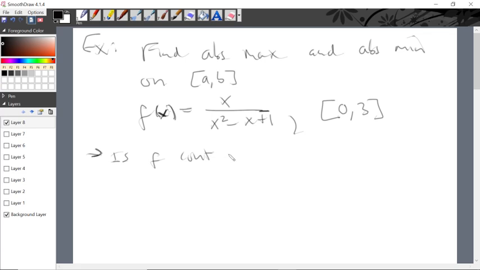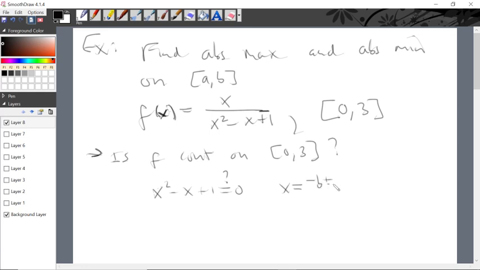First question, is f continuous on the interval from 0 to 3? Well, the numerator is polynomial, the denominator is polynomial. Let's make sure the denominator is not equal to 0. Does x squared minus x plus 1 ever equal 0? How can we check? Try to factor, it doesn't seem to factor so well, but what about the quadratic formula? Or in fact, if we just check the discriminant to see if this works.